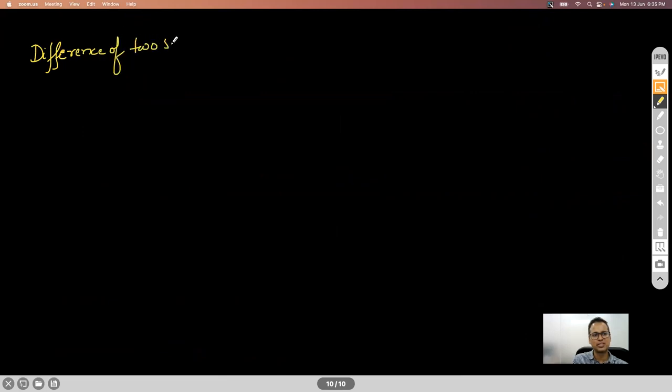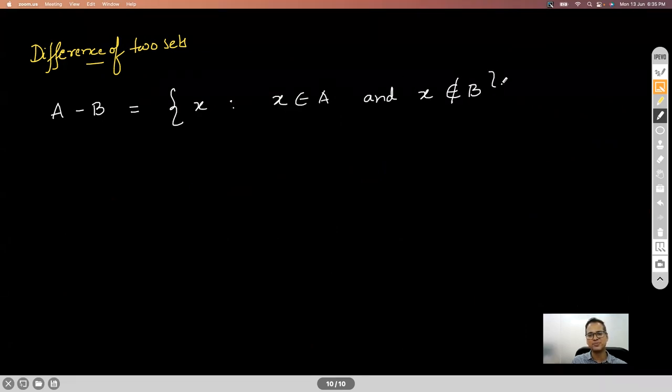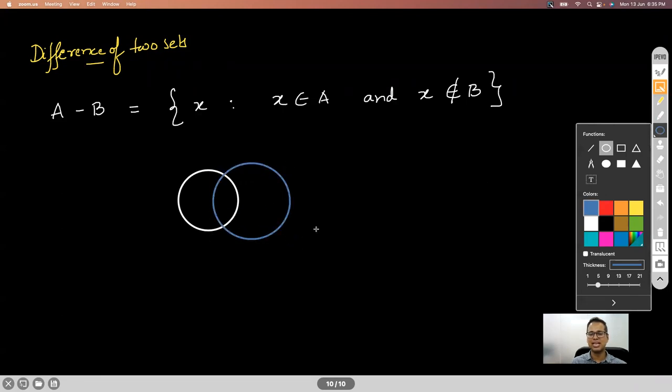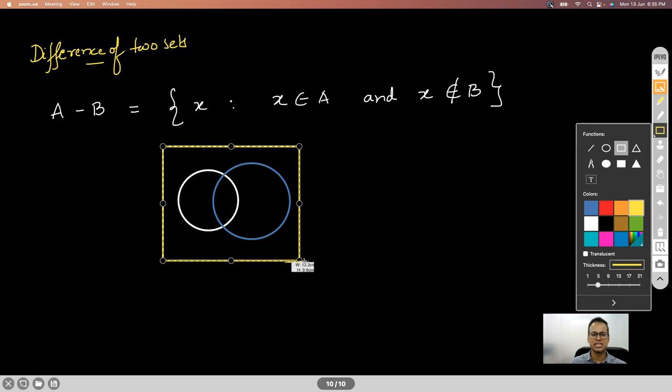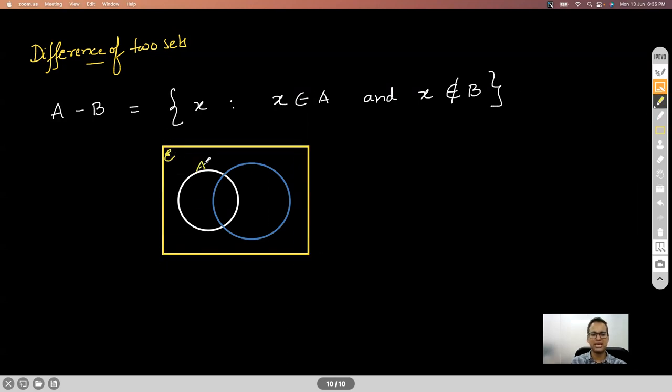Difference of two sets is written as this. What is the elementary definition of difference of two sets? A minus B contains all such elements x such that x belongs to A and x does not belong to B. As a matter of Venn diagram, let's say this is my A and this is my B, and let me also make the universal set. So A minus B is represented by this zone: elements which are present in A and not in B. This region is called the A minus B region in the Venn diagram.